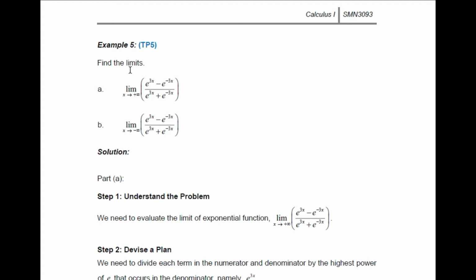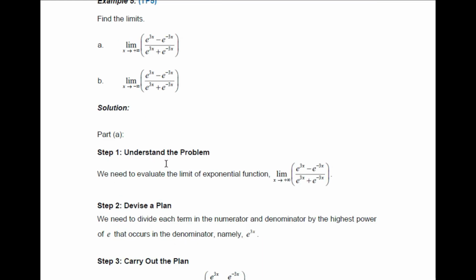Example 5. Find the limit A, limit e power of 3x minus e power of negative 3x over e power of 3x plus e power of negative 3x as x approaches positive infinity. And the part B has the same function, and the difference is where the limit approaches negative infinity. So to solve this question, we go to the part A first.